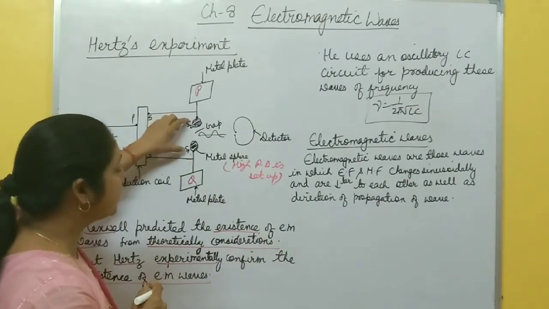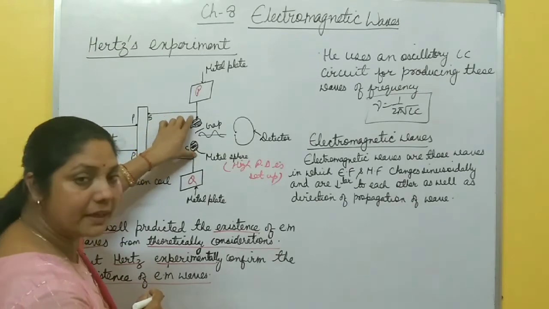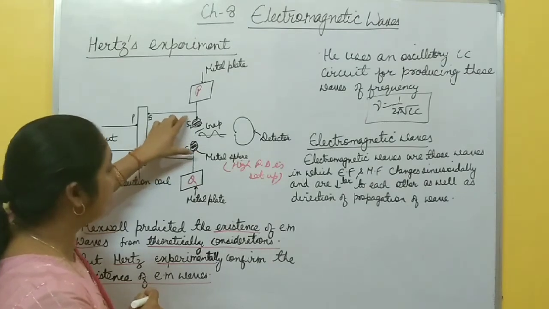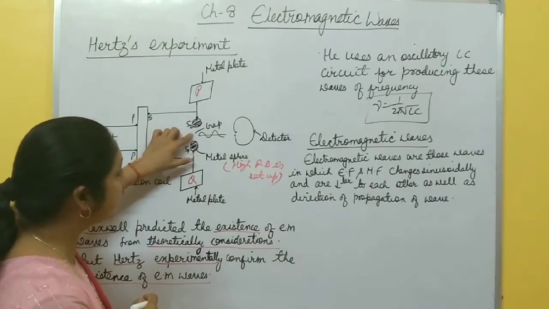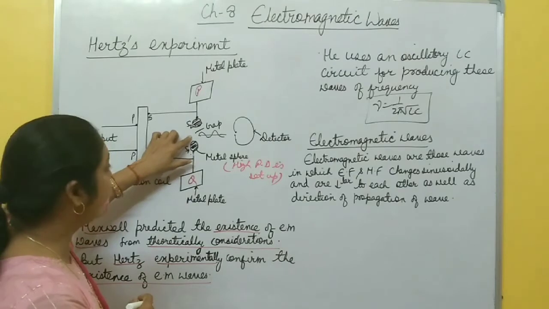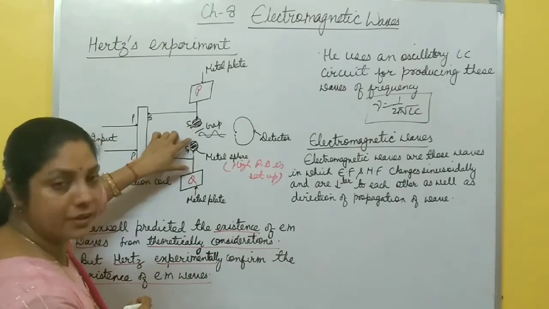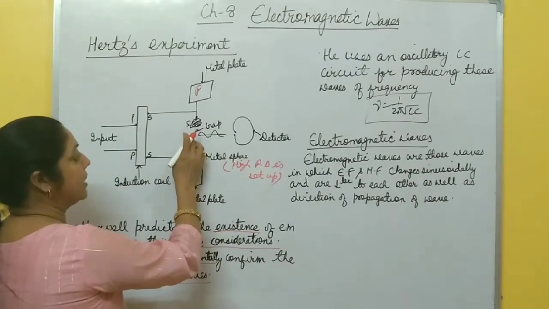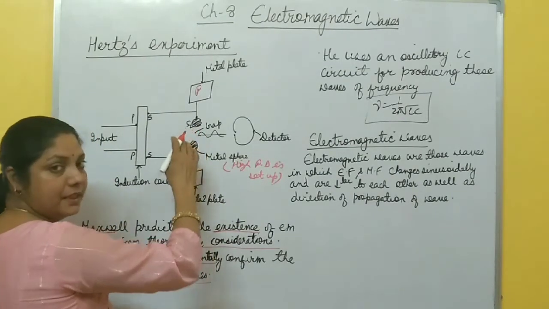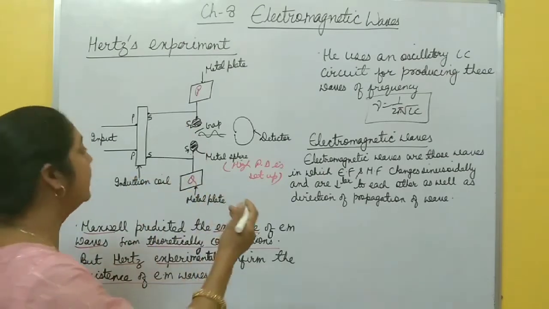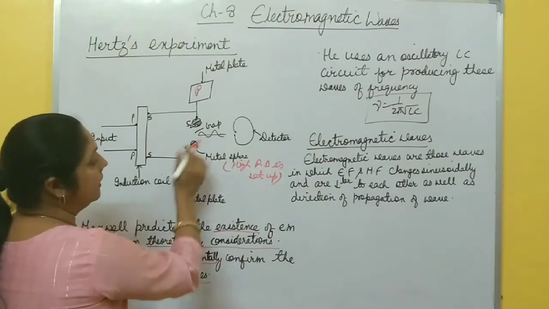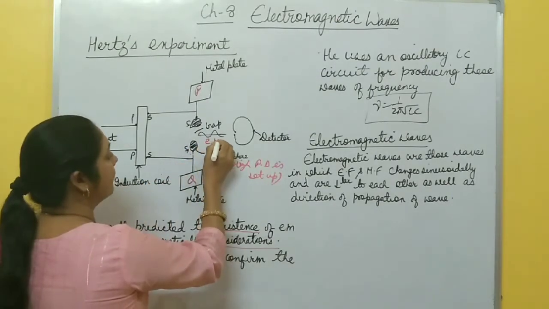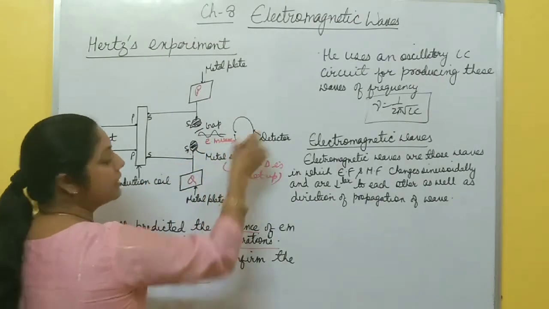Due to the high potential difference across these metal spheres, there is a gap between these two metal spheres. So the high potential difference ionizes the air in this gap, and what happens? It provides a conducting path across the gap, and hence the electrons and ions which are ionized across the gap start moving back and forth and produce some spark here, and these sparks are nothing but electromagnetic waves, which are detected by this detector.